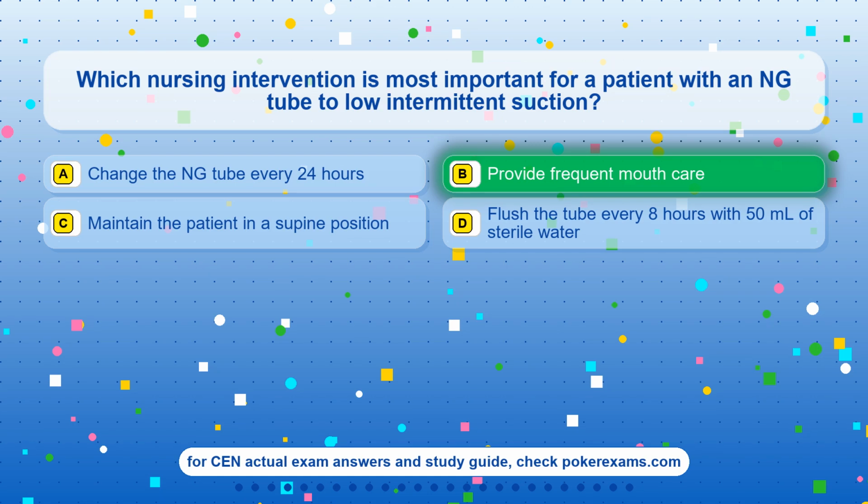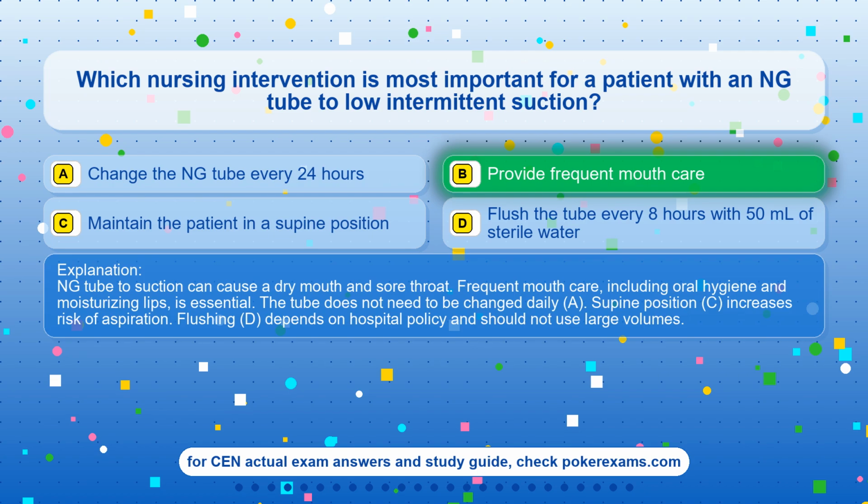The correct answer is option B, provide frequent mouth care. An NG tube to suction can cause a dry mouth and sore throat. Frequent mouth care, including oral hygiene and moisturizing lips, is essential. The tube does not need to be changed daily. A, supine position, and C, increase the risk of aspiration. Flushing, D, depends on hospital policy and should not use large volumes.